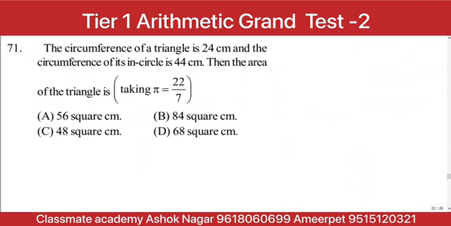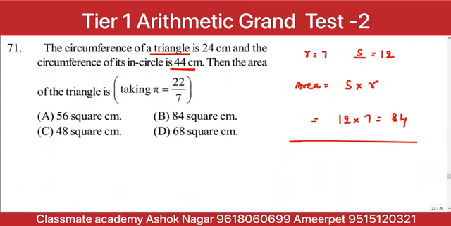The perimeter of a triangle is 24 and the circumference of its incircle is 44. The moment you know that the circumference is 44, the radius is how much? 7. Perimeter of the triangle is given, so the semi-perimeter is how much? 12. Then the area. For a triangle, when the semi-perimeter and inradius are given, the area is R into S or S into R. So 12 into 7, which is 84 square centimeters.